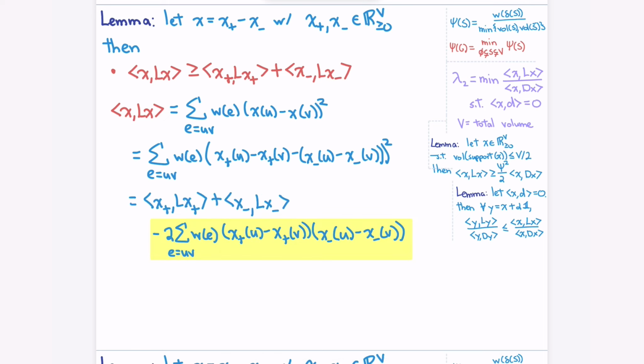Okay, good. A minus b squared is a squared plus b squared minus 2ab, right? So the x plus is over here from the first difference, the x minus term from the second difference. And so we have these cross terms left. This is the 2ab, right?